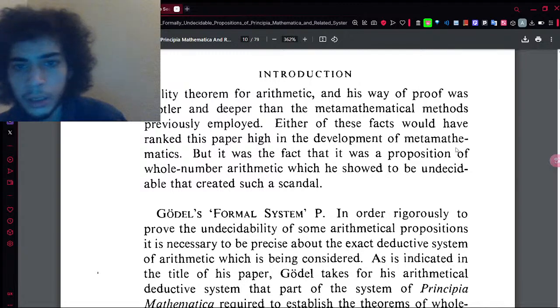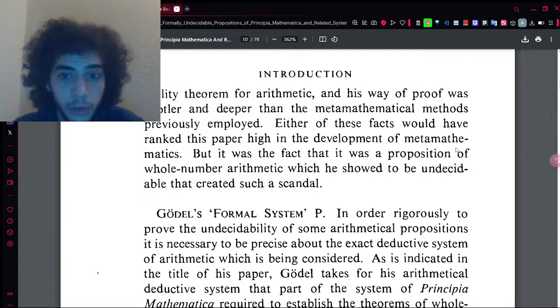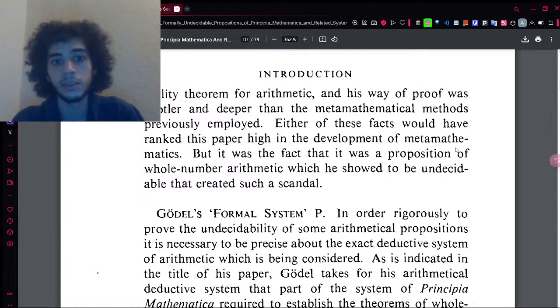Either of these facts would have ranked this paper high in the development of metamathematics. But it was the fact that it was a proposition of whole number arithmetic, which is shown to be undecidable, that created such a scandal.